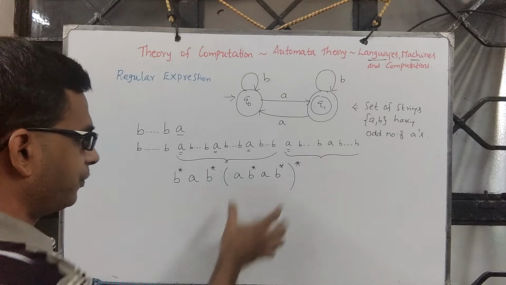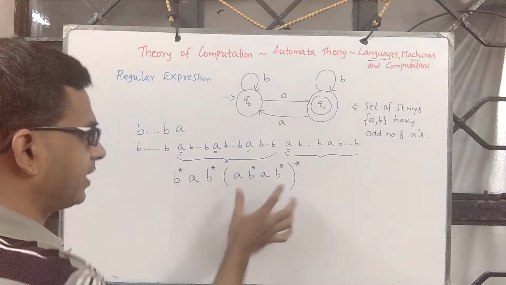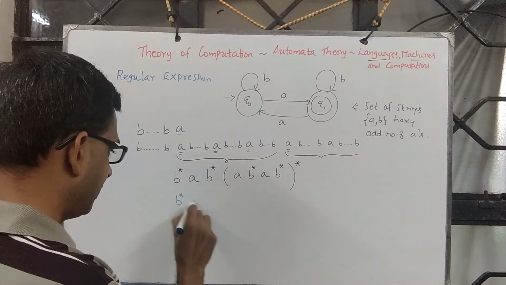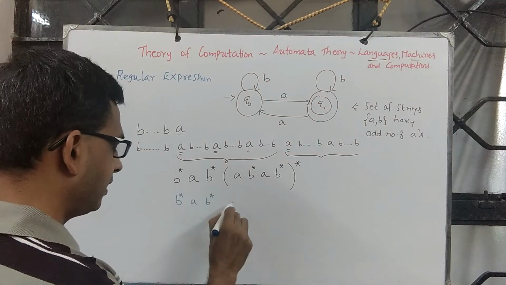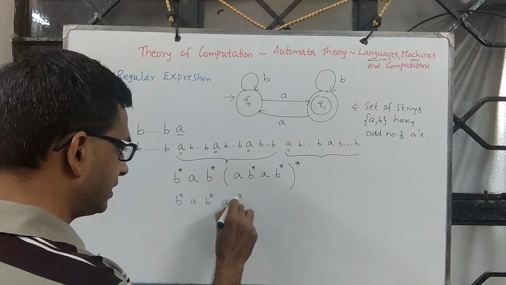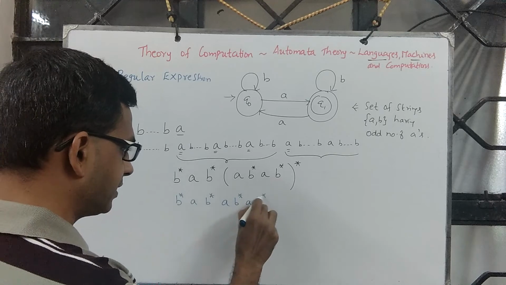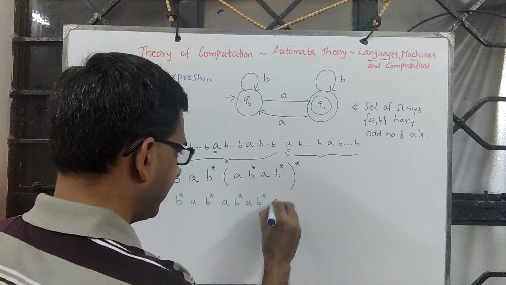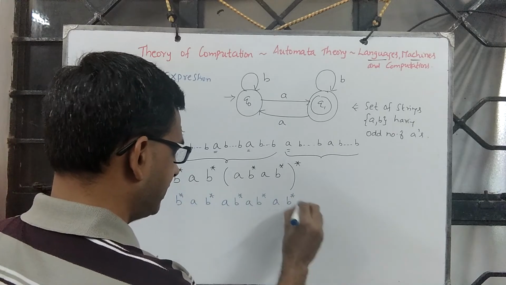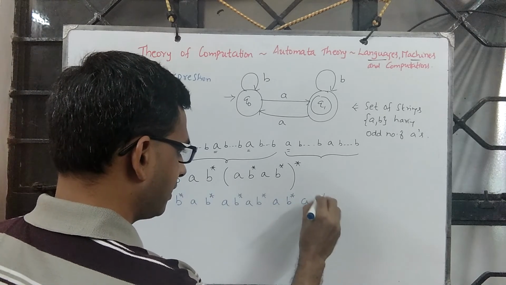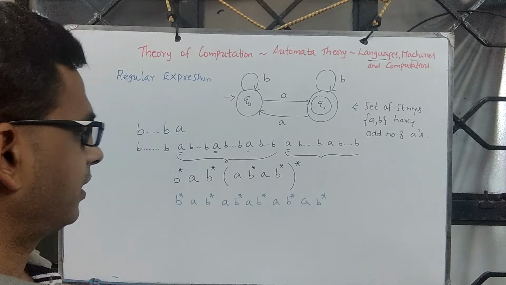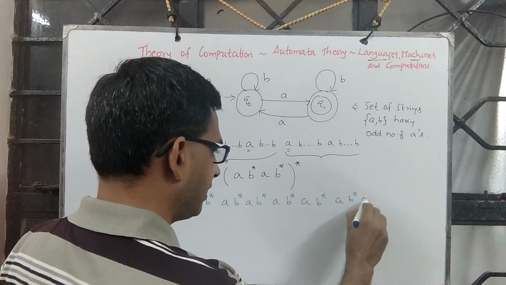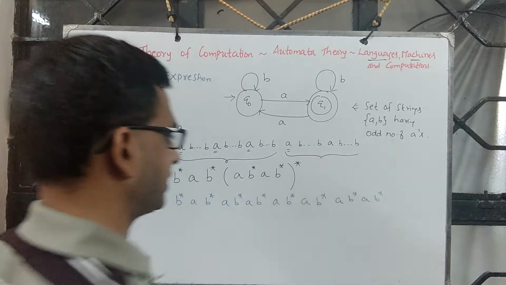So now if you do it once, we get 3 A's. So B star, A, B star. If you do this once, we get this. Now if you do it again, then we get A, B star, A, B star. And if you do it again, then it is A, B star, A, B star.